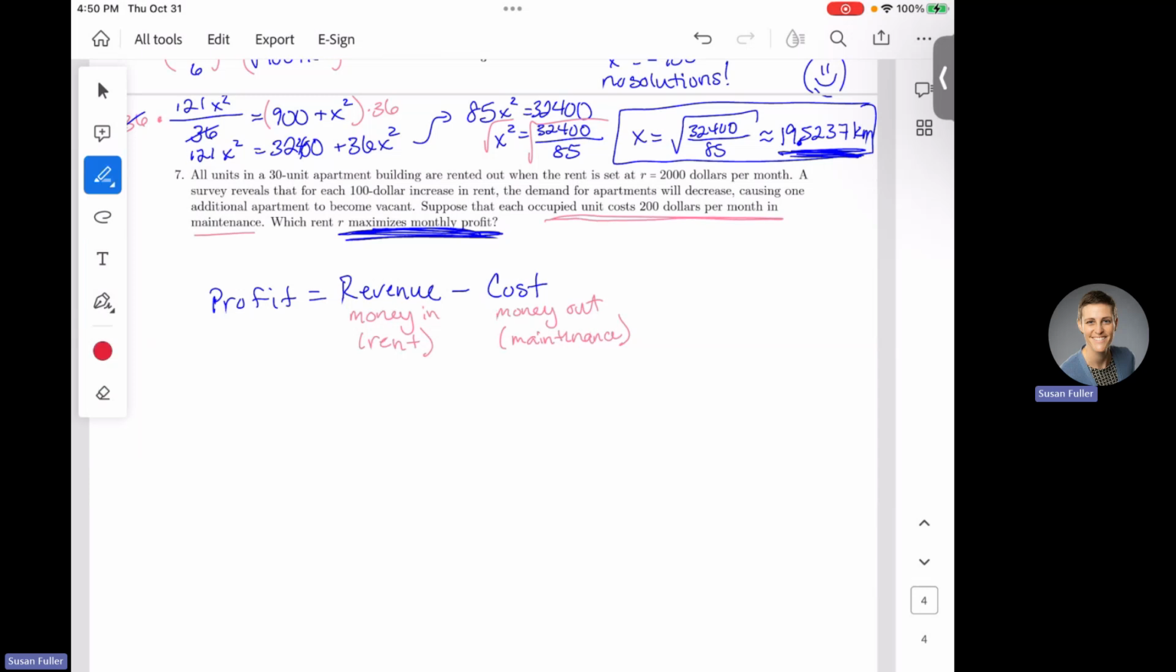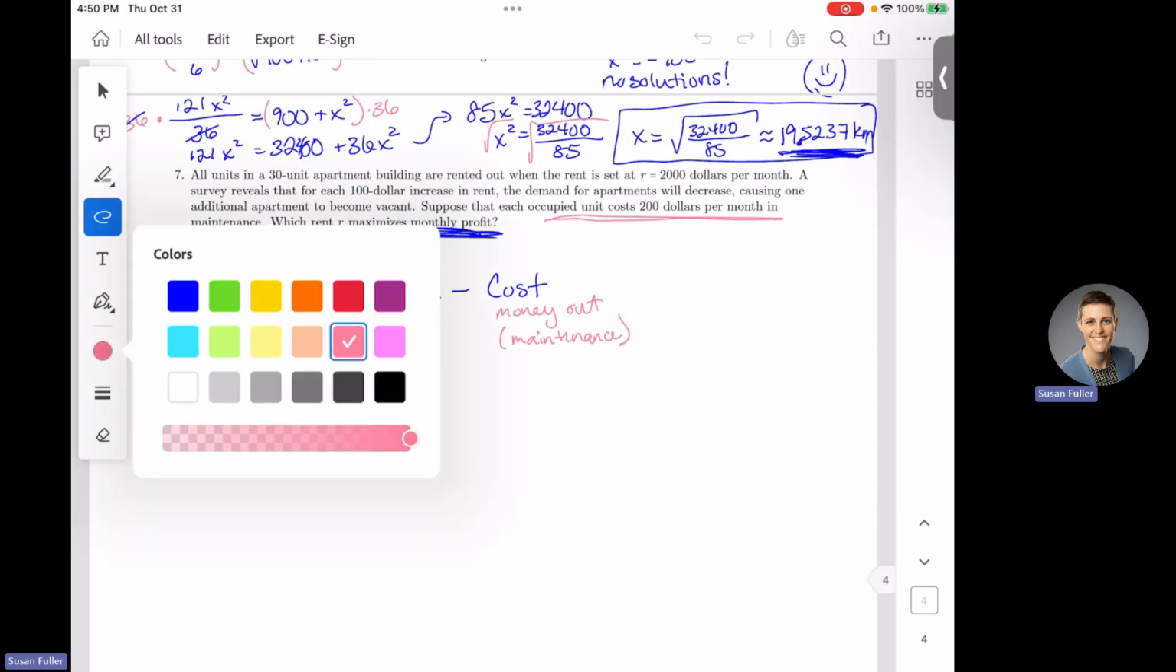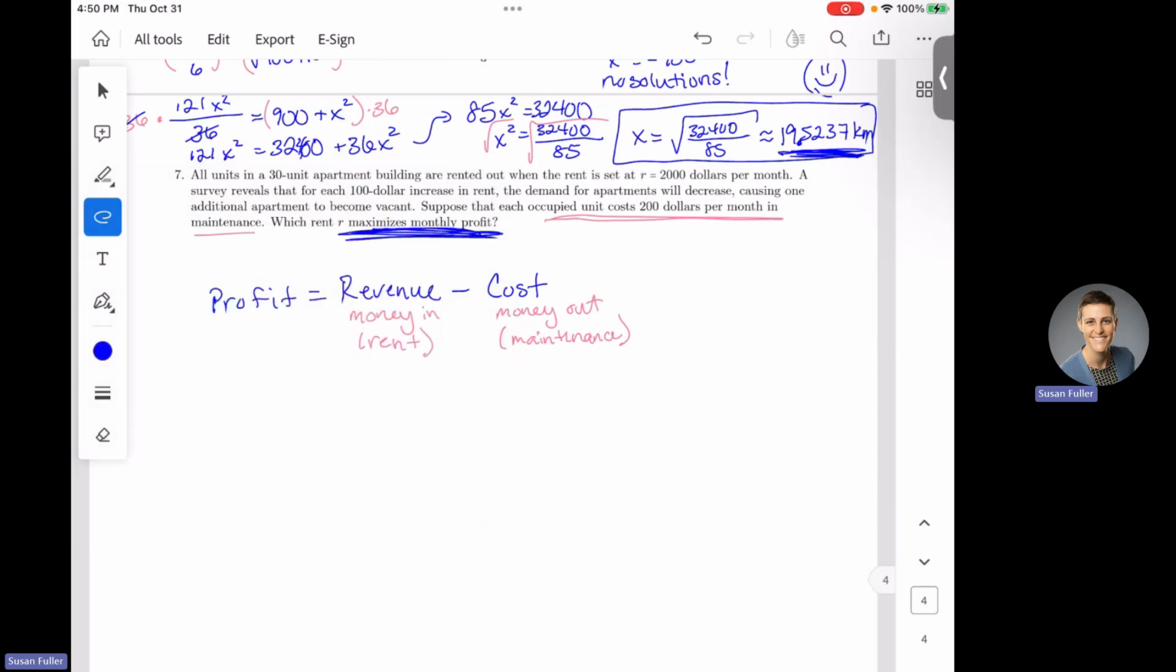Okay. Let's think about this. How are we going to do this? Well, right now, a 30 unit apartment building is all rented out. So I have 30 units rented.